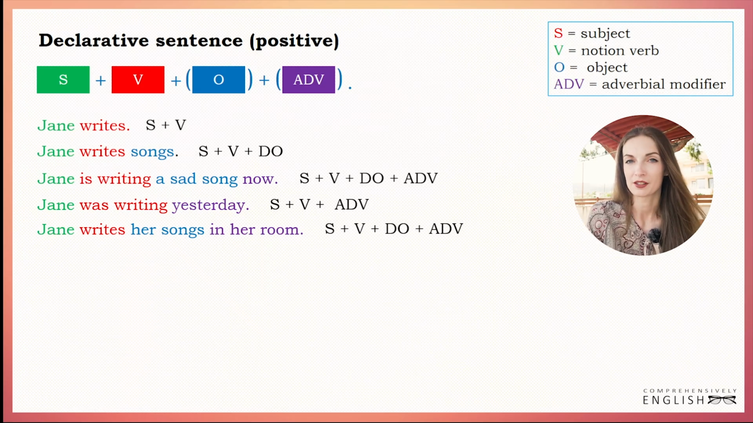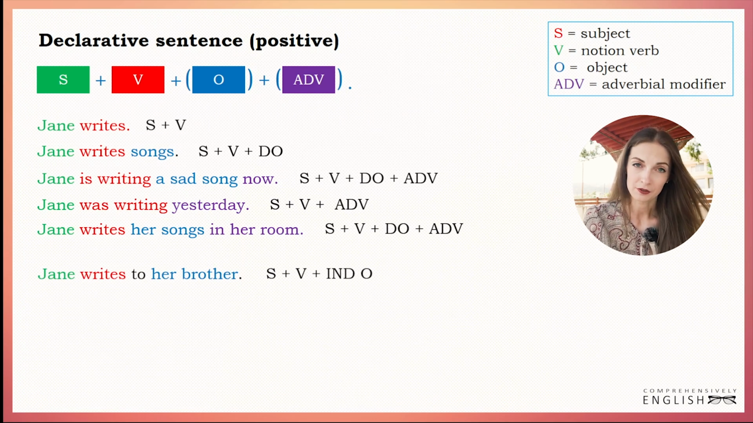Now let's look at a somewhat different set of examples where we'll have indirect objects. Jane writes to her brother. Jane is the subject, writes is the verb, and her brother here is an indirect object because it is introduced with the help of the particle to. She writes to whom? It's an indirect object. She writes what? Songs. Songs is a direct object. She writes to whom? To her brother. Her brother is an indirect object.